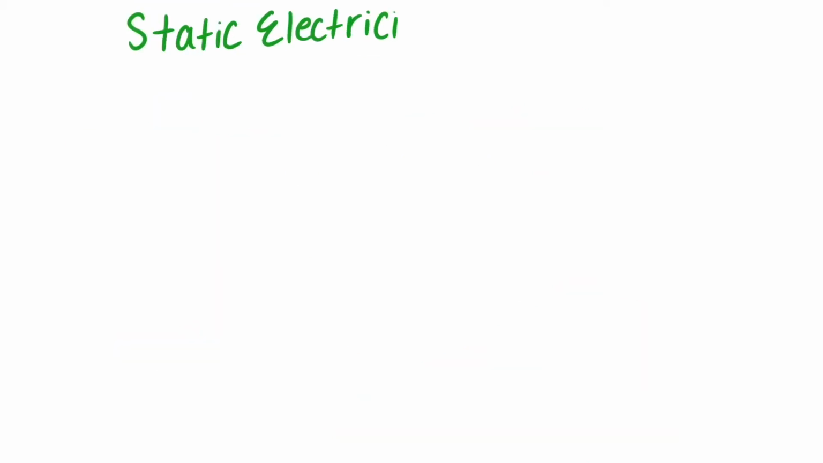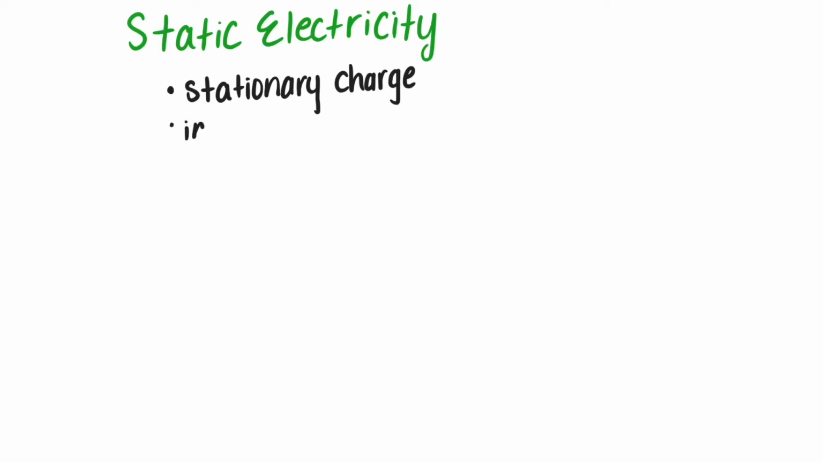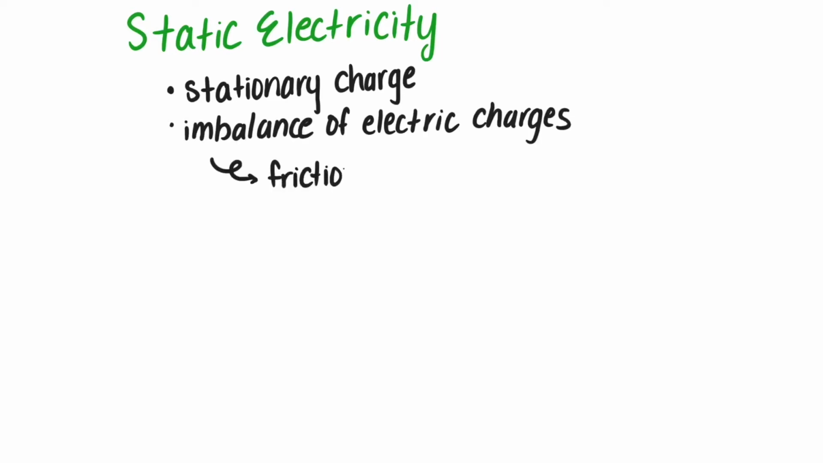Sometimes electricity can be accidentally generated. For example, static electricity. Static electricity is a stationary charge. This means that it is a charge that is not moving and does not generate any current. It's generated when a surface or material has an imbalance of electric charges, usually from friction, and this charge will stay there until it has a chance to move to a different place.